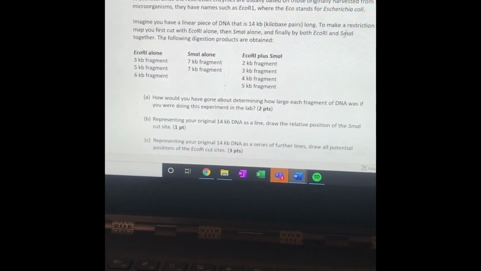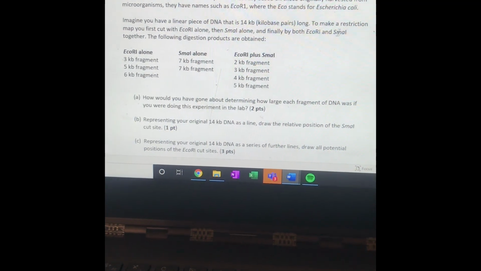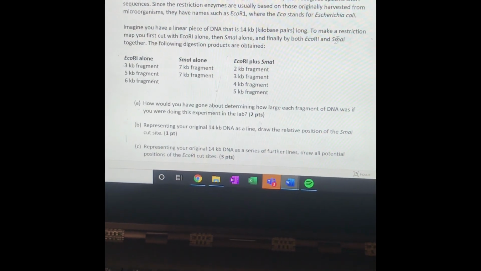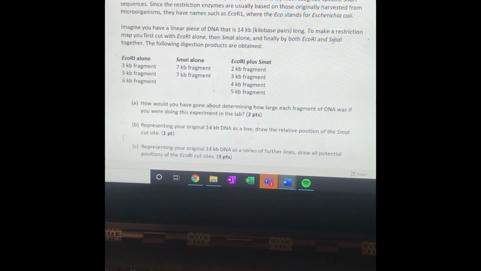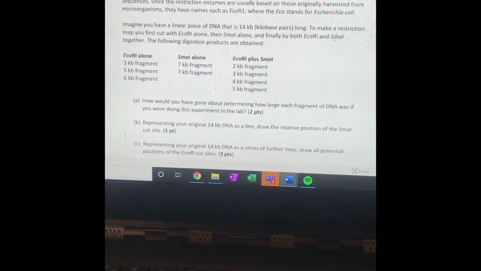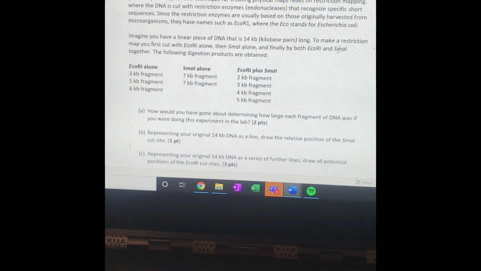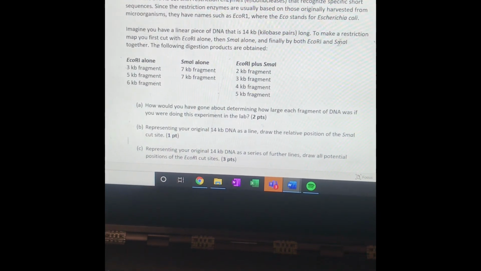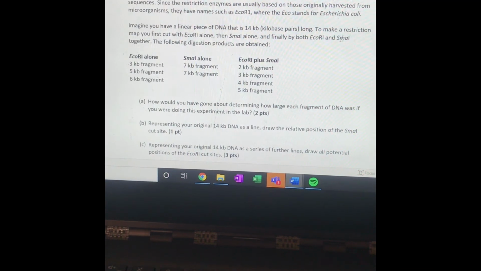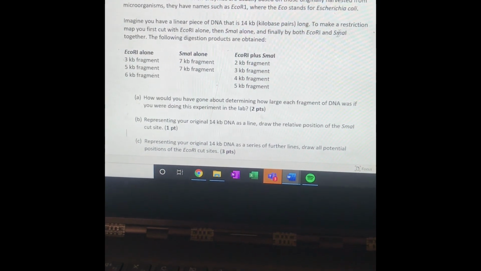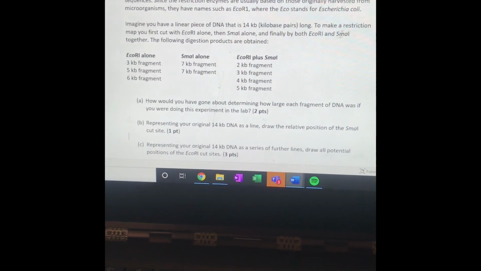It says physical maps are based on DNA sequence based on markers that can be associated with specific genes or phenotypes. One technique is creating physical maps that rely on restriction mapping, where the DNA is cut with restriction enzymes, endonucleases that recognize specific short sequences. Since the restriction enzymes are usually based on those originally harvested from microorganisms, they have names such as EcoR1. Eco stands for... I can't really pronounce that, but yeah, you can see this.